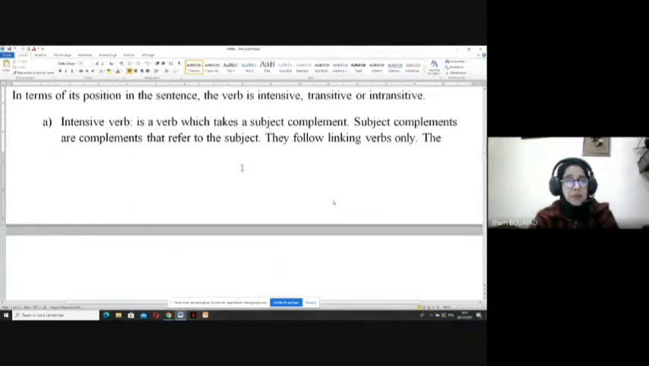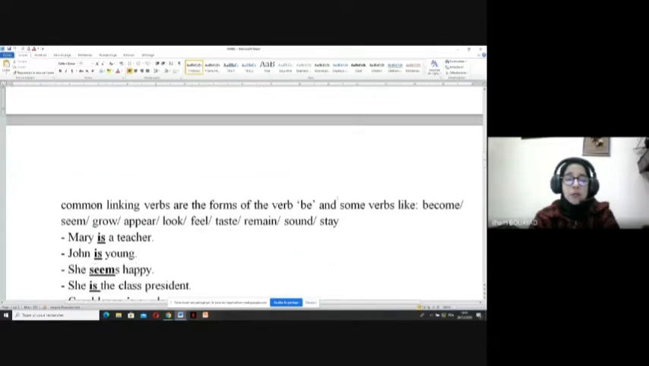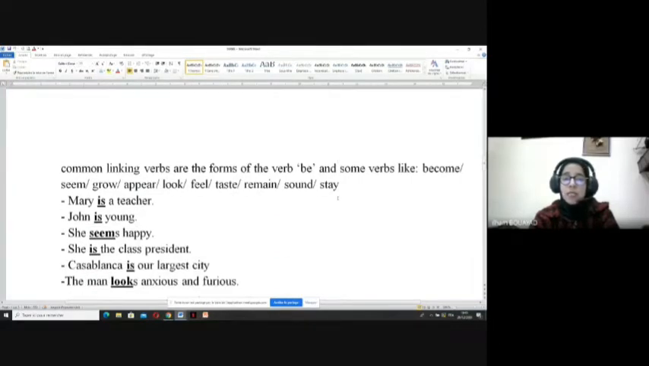So in terms of structure and the position in the sentence, the verb might be intensive. An intensive verb is a verb that takes a subject complement, and all linking verbs are intensive because after linking verbs you find only a subject complement. Verbs like to be, become, seem, grow, appear, look, feel, etc. All these are linking verbs. And what you find after these verbs are just subject complements. So all these verbs are referred to as intensive verbs.